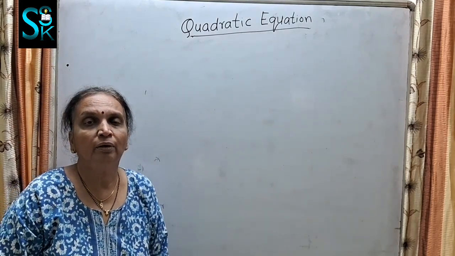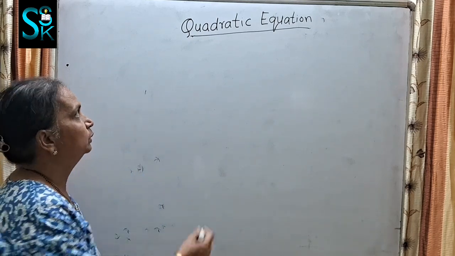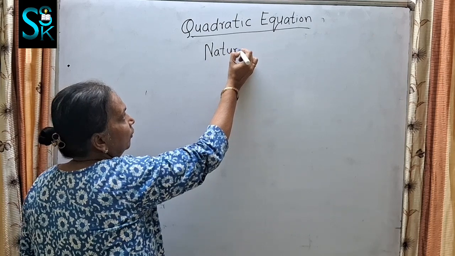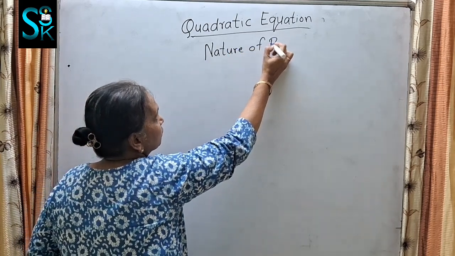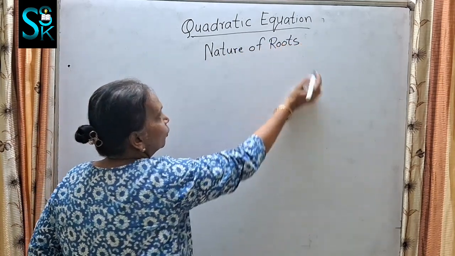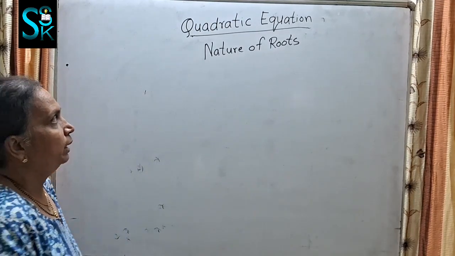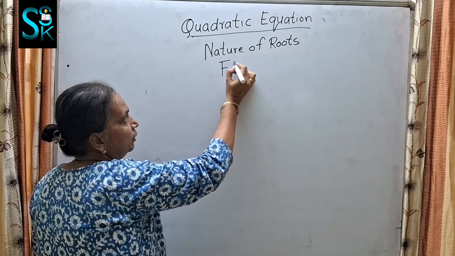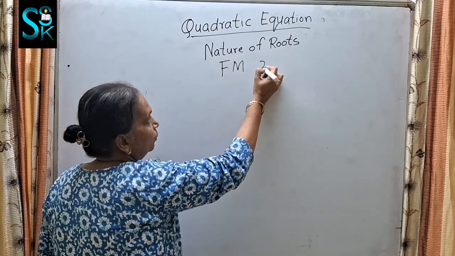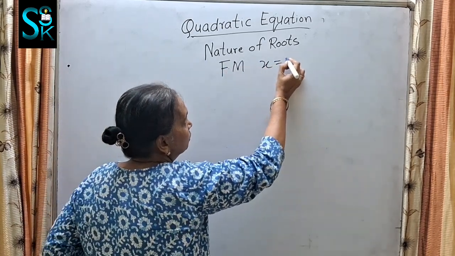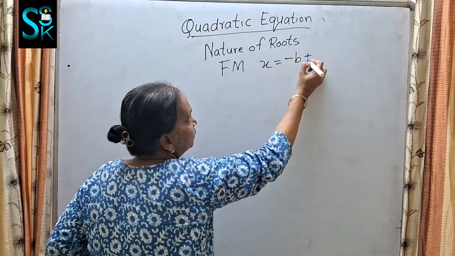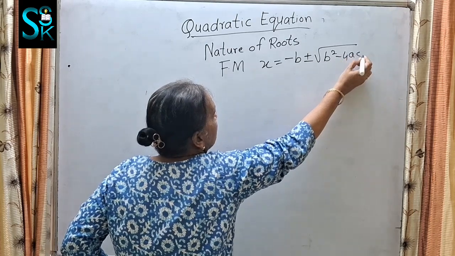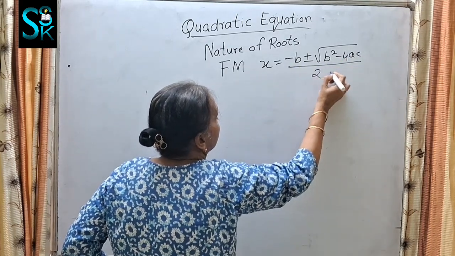Today we are going to learn nature of roots. Okay, so the topic for today is nature of roots, of course, of a quadratic equation. Okay, in the previous lecture you learnt the formula method to find the roots: x is equal to minus b plus or minus root b square minus 4ac upon 2a.